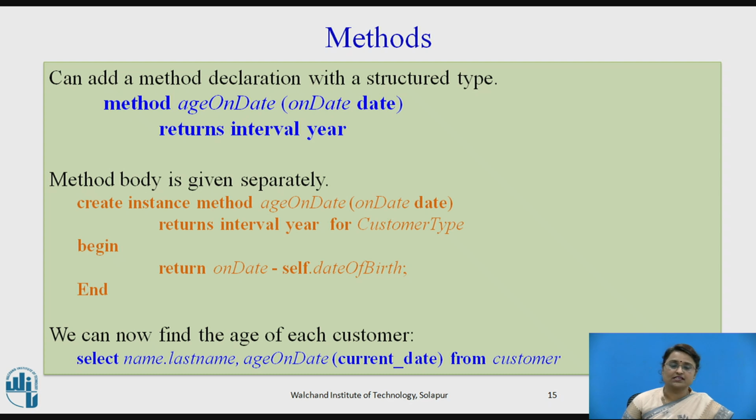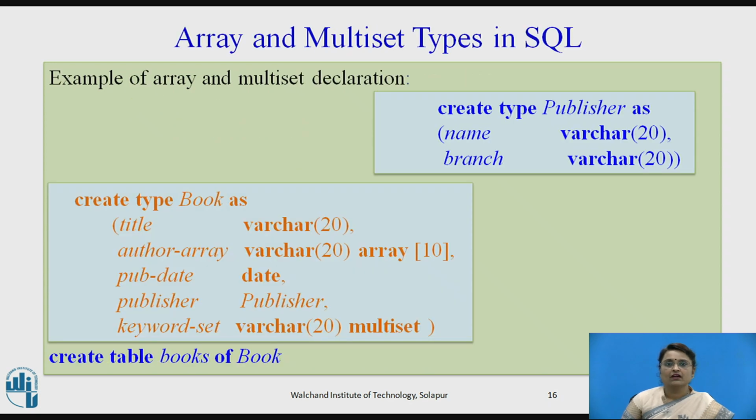Now how can we use this function we have defined? The use of the function is given here. Select name dot last name, means we are only selecting the last name, and we are calling that method age on date by passing the current date. Automatically it takes that person's date of birth and the current date, and calculates the year from that particular customer type. So it displays the age of all the persons in that class or table. Now let us talk about arrays and multisets.